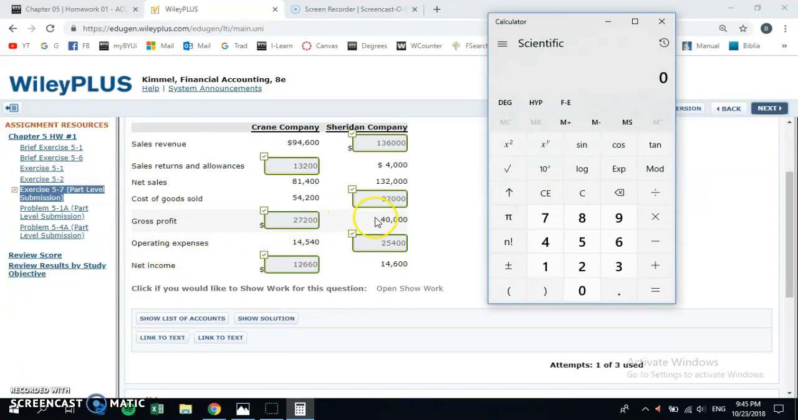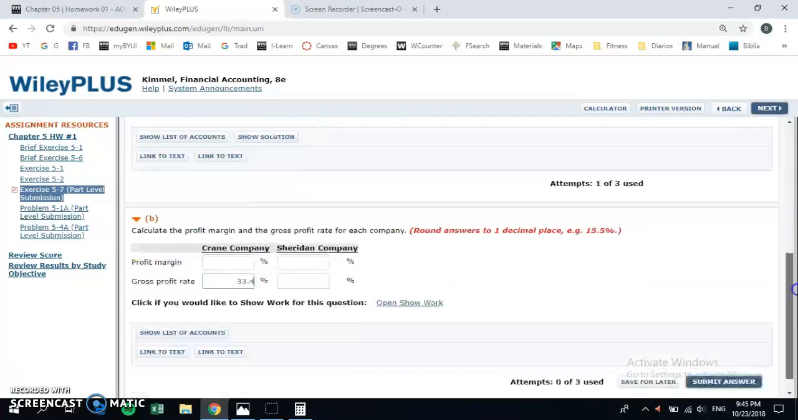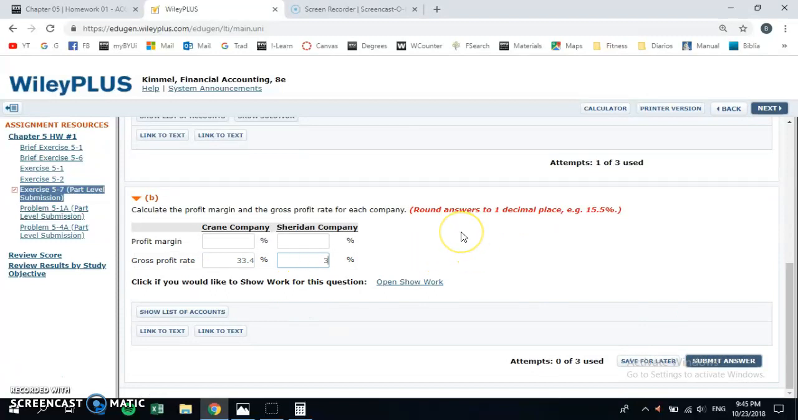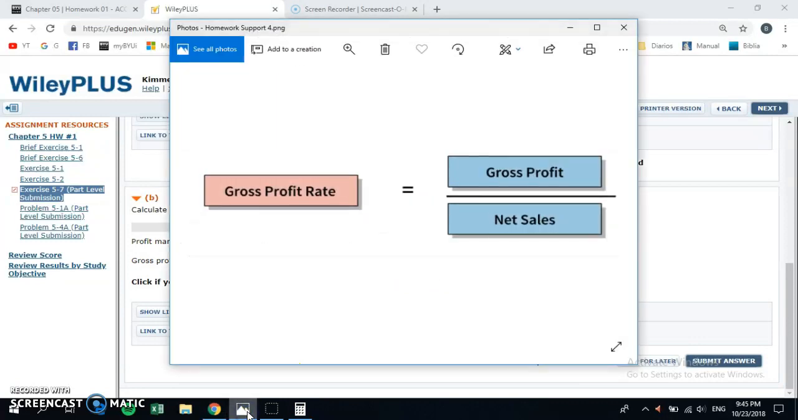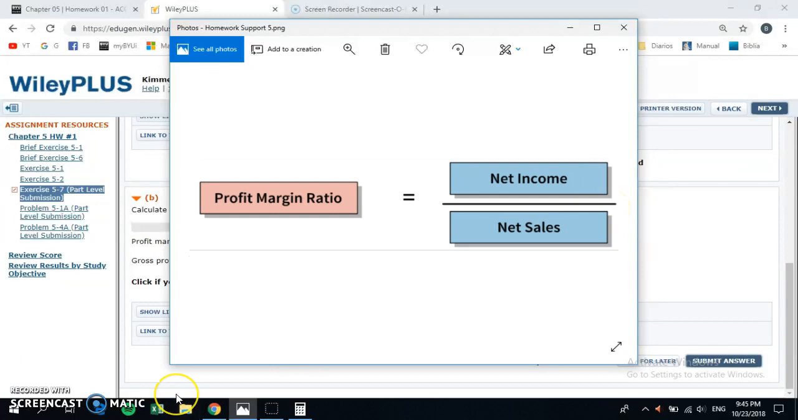Okay, we're going to calculate it for the other company. The gross profit is 40,000 divided by the net sales, which is 132,000. And that's their gross profit rate, which is 30.3.